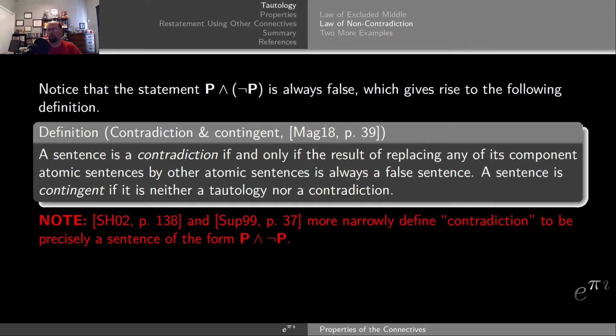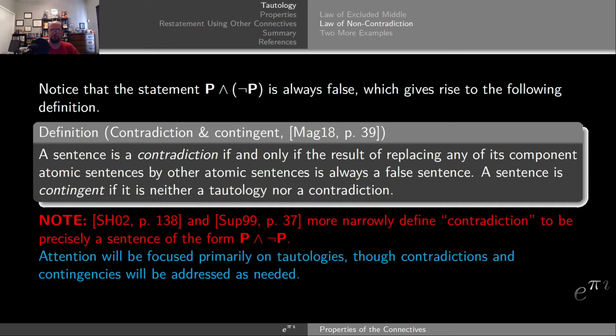Now, I do want to throw out a bit of a warning, and that is the two Suppes textbooks that I've been making reference to more narrowly define contradiction to be precisely a sentence of the form P conjunction negation P, as opposed to Magnus, who says a contradiction is any statement that is always false. So keep that in mind when bouncing between the different textbooks there. Now, our main attention will be on tautologies, though contradictions and contingencies will be addressed as we need.